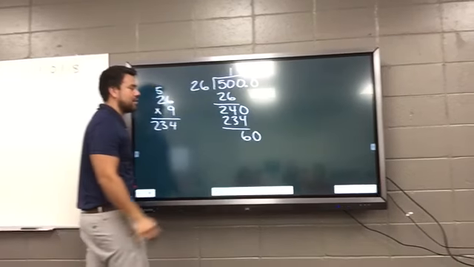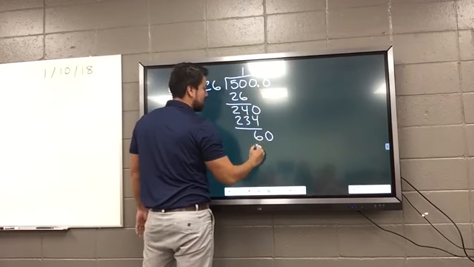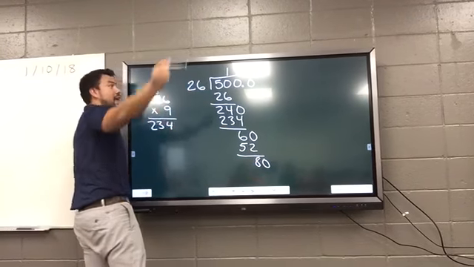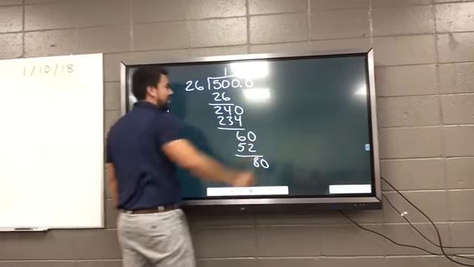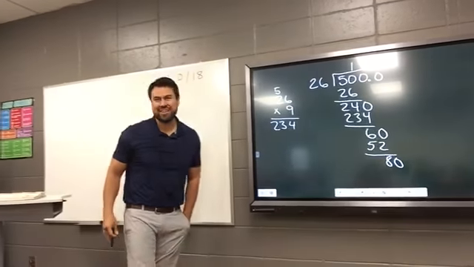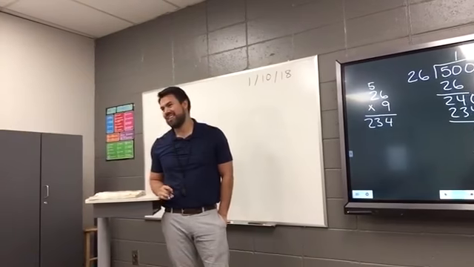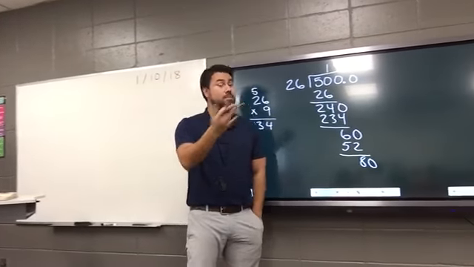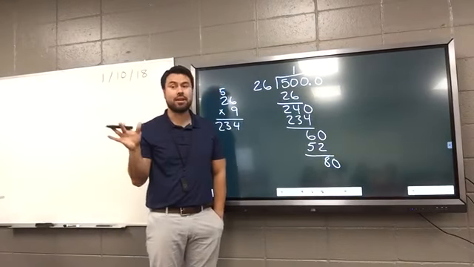26 goes into 60. That's 52. That's 8. Bring down a 0. 26 goes into 8 three times. Now, do you know anything about this problem? It's going to keep going. I'm not sure, honestly, if it repeats, but it does keep going. I'm going to stop it there.